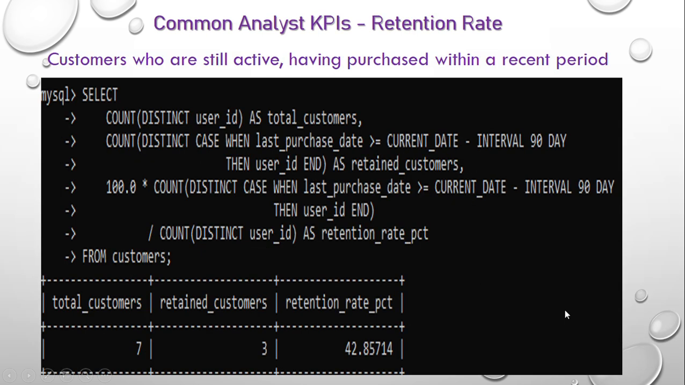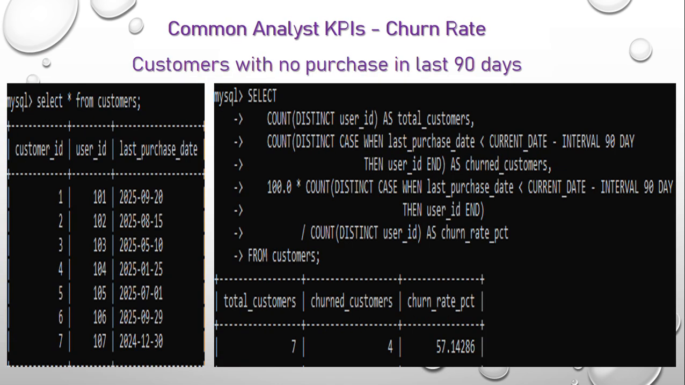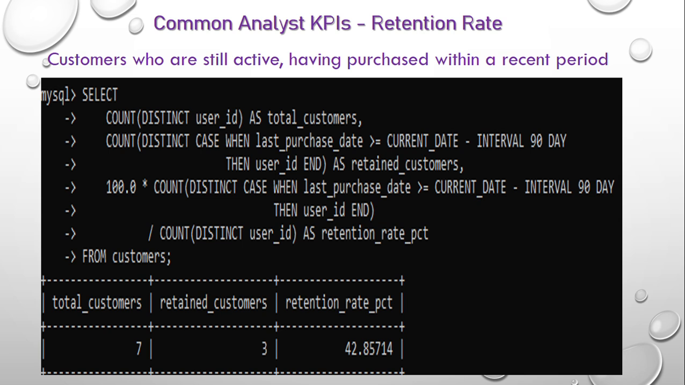In the same way, if we want to get the retention rate: for the churn rate, we are finding customers with no purchase in the last 90 days. For retention rate, we are finding customers who are still active, having purchased within a recent period. For that also, we are using the same logic, but we have just flipped it. That is, last purchase date is greater than or equal to current date minus interval 90 days.